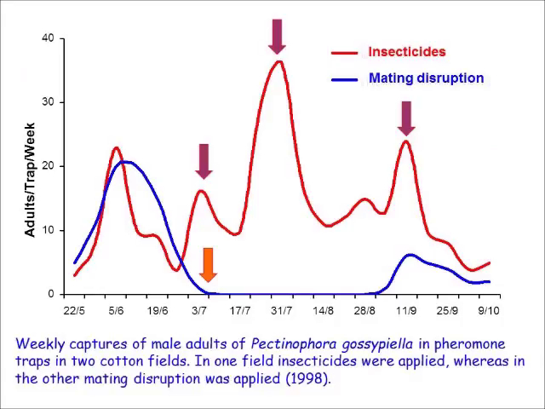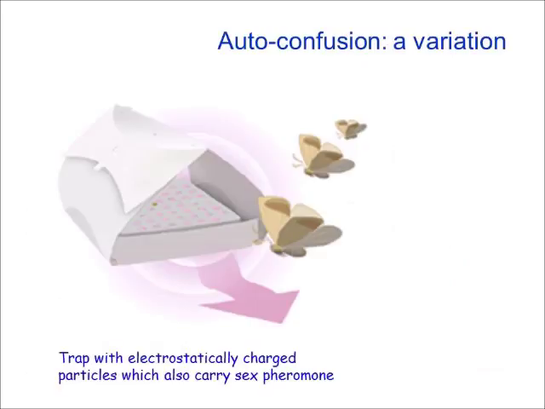In this graph, we can see the weekly captures of male adults of Pectinophora gossypiella in pheromone traps in 2 cotton fields. In the first field, conventional insecticides were applied, whereas in the other field, mating disruption was assessed. When insecticides were applied, insect population was reduced after each spraying, however it was never eliminated. In contrast, when mating disruption was applied, there were no captures of male adults of the pink bollworm between July and August. A variation of the mating disruption technique is the autoconfusion system.